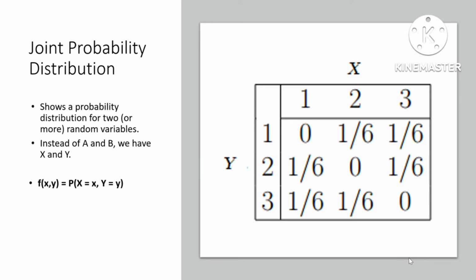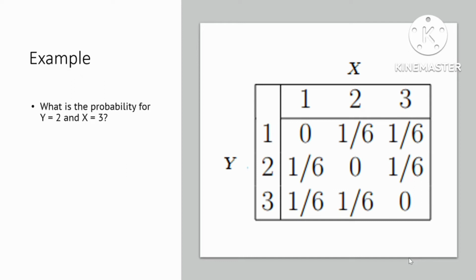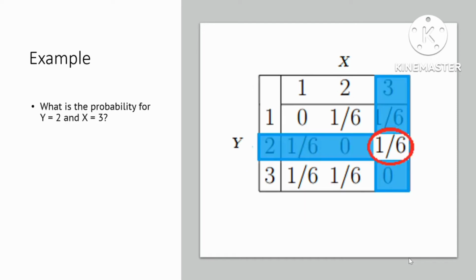For example, this table shows some probabilities for X and Y happening at the same time. You can use the table to find joint probabilities. For example, what is the probability for Y equals 2 and X equals 3? To answer that, we look at the table for the intersection of Y equals 2 and X equals 3. The answer, 1/6, is circled here in red.